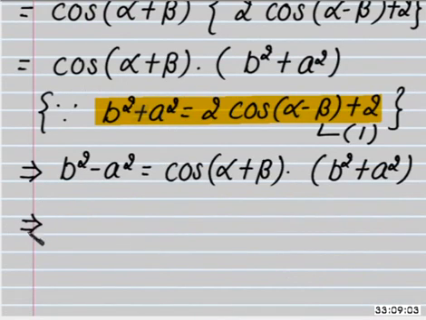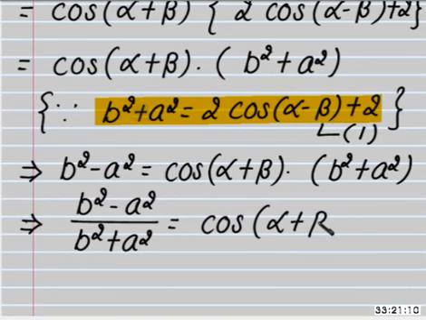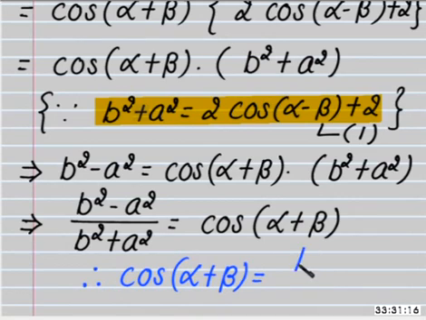So further implies that B square minus A square upon B square plus A square is equal to cos of alpha plus beta. Therefore, we can say that cos of alpha plus beta is equal to B square minus A square upon B square plus A square.